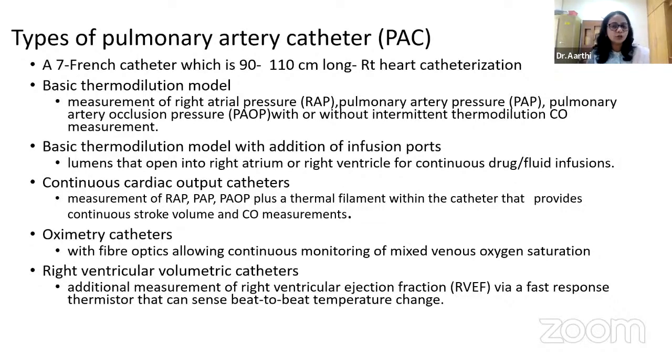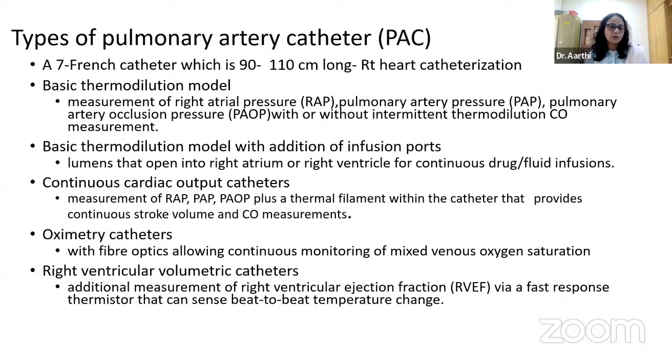The other model includes infusion ports, where there are lumens which open into the right atrium or the right ventricle, along with the measurement of the pressures. They are also used for continuous drug infusions and fluid infusions. And there are models which aid in measuring cardiac output continuously. This includes measurements of right atrial pressure, pulmonary arterial pressure, and occlusion pressure, along with a thermal filament at the catheter tip that would continuously monitor the stroke volume and cardiac output.